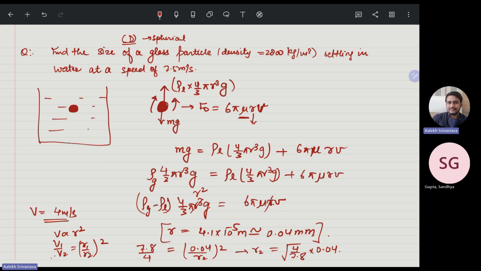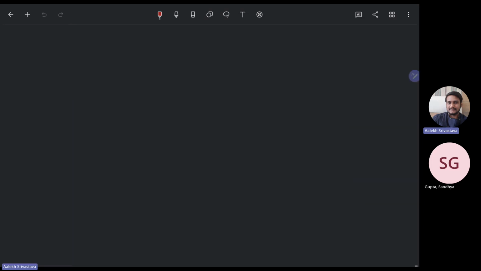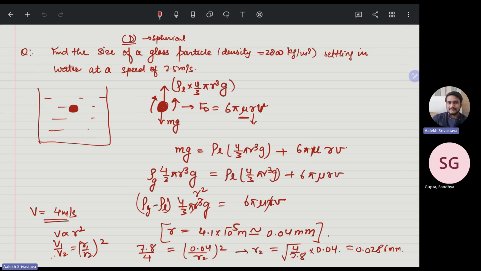So the diameter now is 0.0286 mm. In this way, you can see that the diameter is directly proportional to r square, and you can easily solve what is important and what is not. So therefore, in terminal velocities, your inertial terms are assumed to be zero, because your velocity is not changing with time.